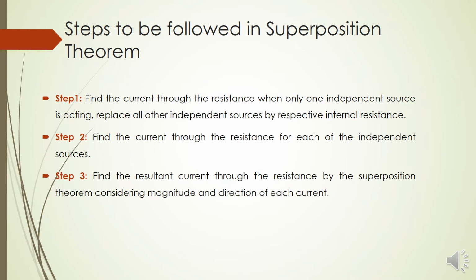Steps to be followed in the superposition theorem while solving the numericals. First step, find the current through the resistance when only one independent source is acting. Replace all the other independent sources by their respective internal resistances. Second step, find the current through the resistance for each of the independent sources. Step 3, find the resultant current through the resistance by the superposition theorem, considering the magnitude and the direction of each current.